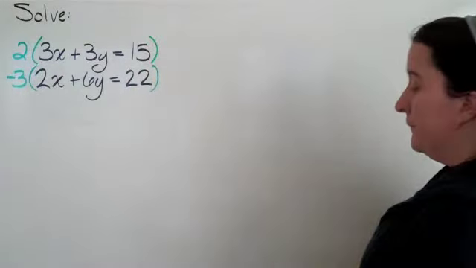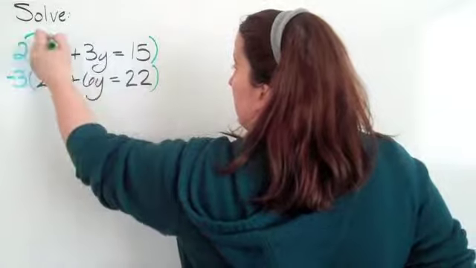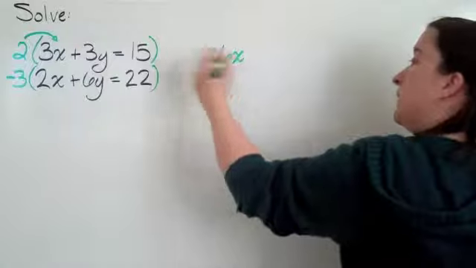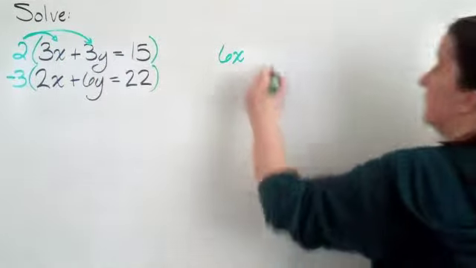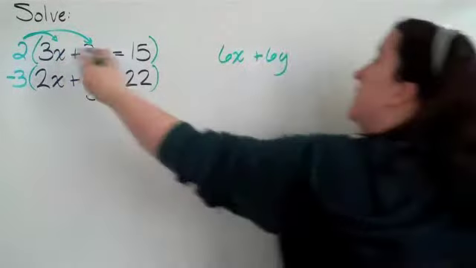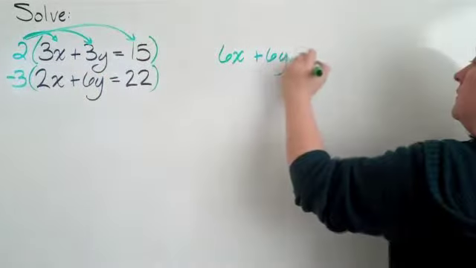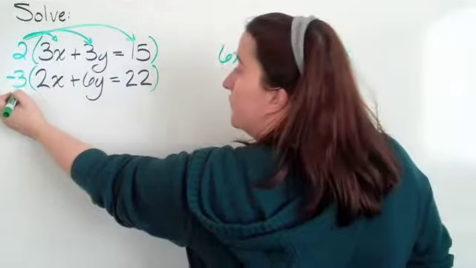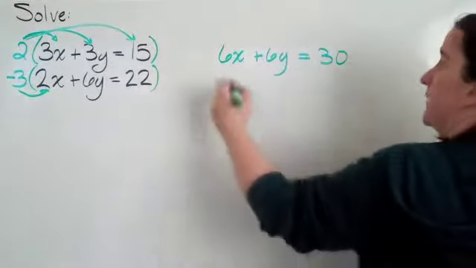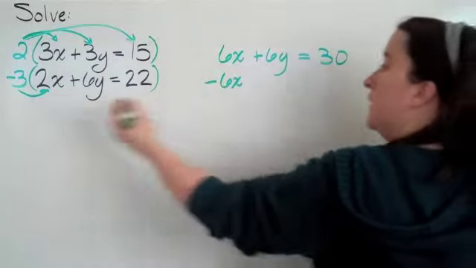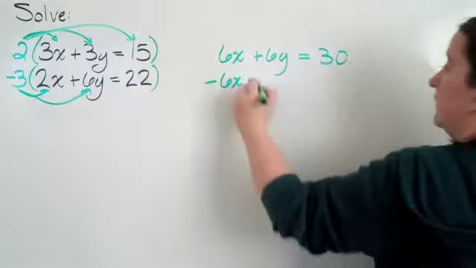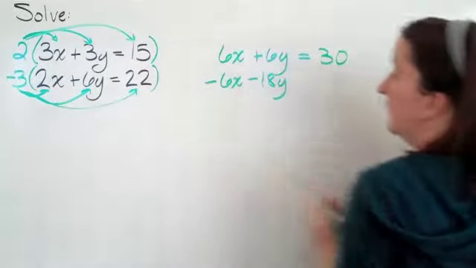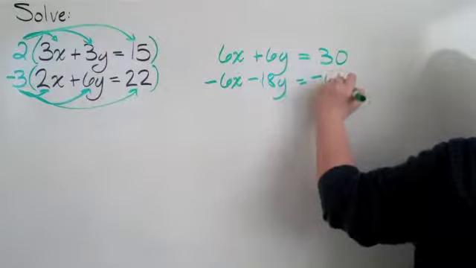Okay, distributing is what we're going to do to get rid of the parentheses, so I'm going to multiply this. 2 times 3 is 6x. 2 times 3y is plus 6y. 2 times 15 equals 30. Okay, do the same thing with the bottom, only this time I'm distributing a negative 3 through. Negative 3 times 2x is negative 6x. Negative 3 times 2y is negative 18y. And negative 3 times 22 is a negative 66.